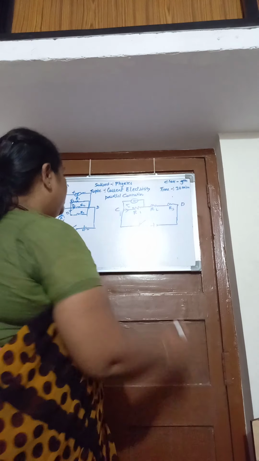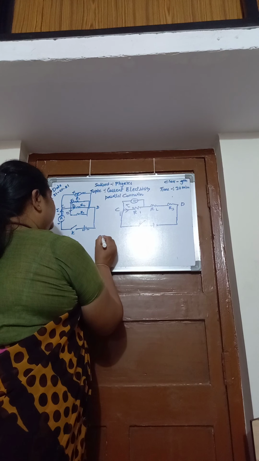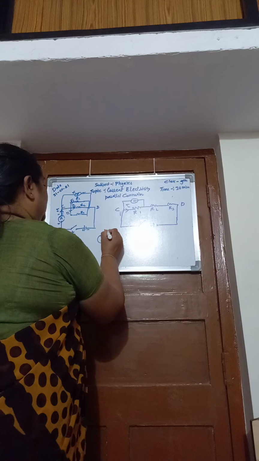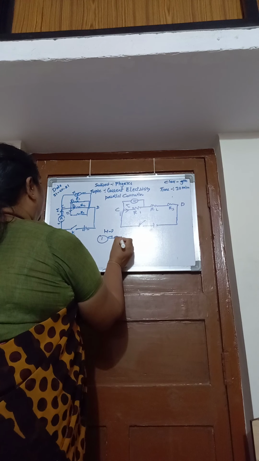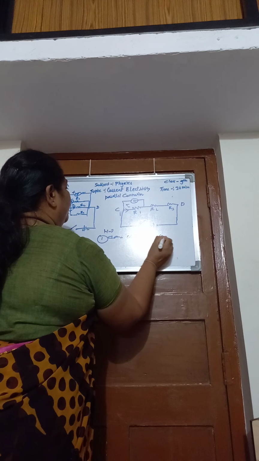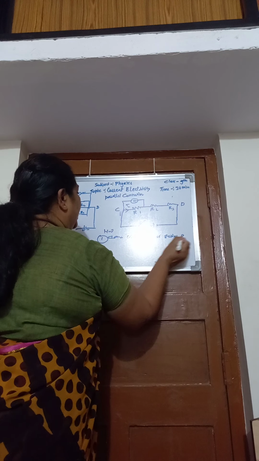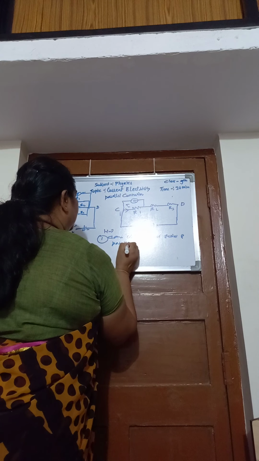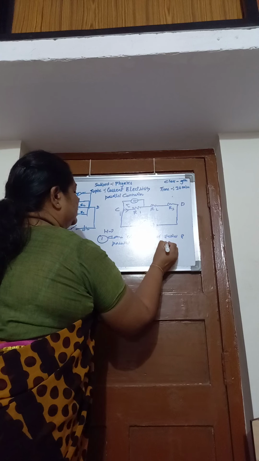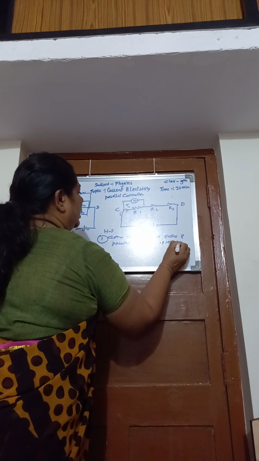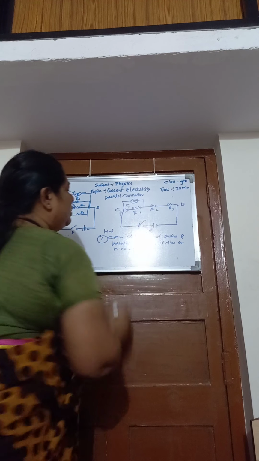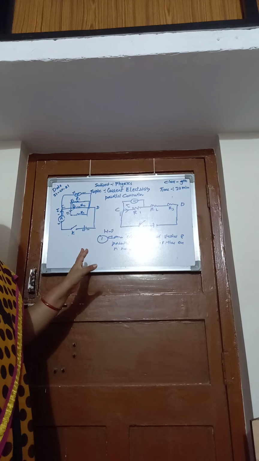Then I am giving you homework. The homework is to draw the circuit diagram of series and parallel connection. If there are n number of resistances, you have to draw the diagram for n resistances.